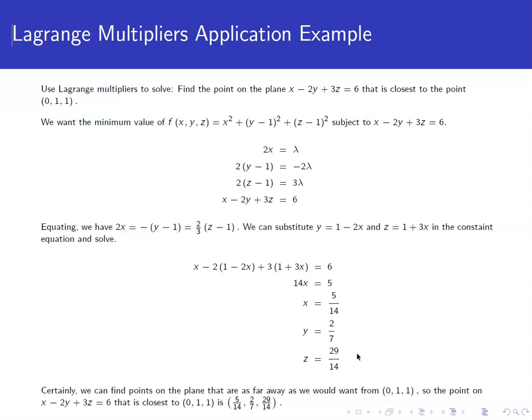It's obvious, hopefully, that this is the point that gives you the closest point in the plane to the point (0, 1, 1), versus the maximum, because I certainly should be able to find points in a plane that are as far as I'd ever want to get away from a given point. So this must be our minimum distance point here. And so the point that we're interested in has coordinates 5/14, 2/7, and 29/14.